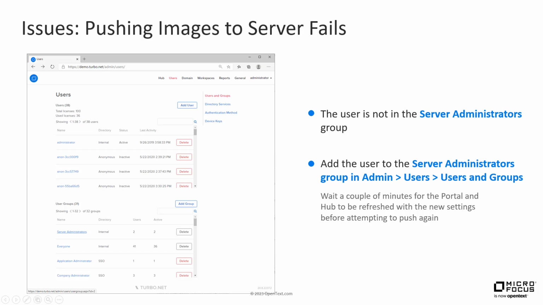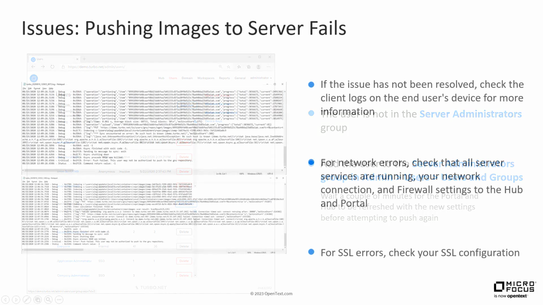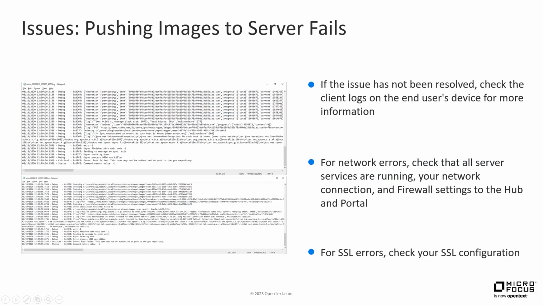If that doesn't resolve the problem, you'll need to check the client logs on the end user's device for more information. It's possible that a network problem prevents the user from pushing the application image to the hub. You should also check that all server services are running. If the hub is down, you won't be able to push to your Turbo server.